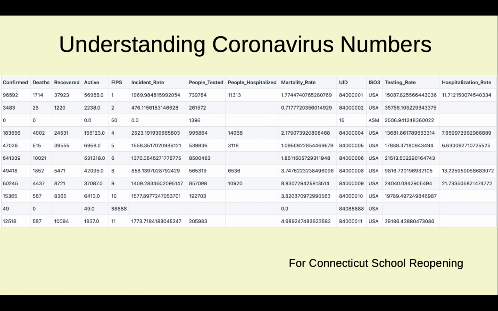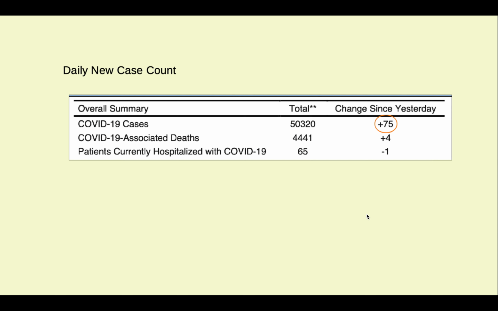I thought it might be useful to make a video that goes through some of the common numbers that we use in talking about coronavirus, and I wanted to do this specifically in the context of Connecticut school reopening. Every day, the state puts out new numbers of how many new cases we've had in Connecticut and how many total cases, how many deaths, how many hospitalizations, and a whole bunch of other information.